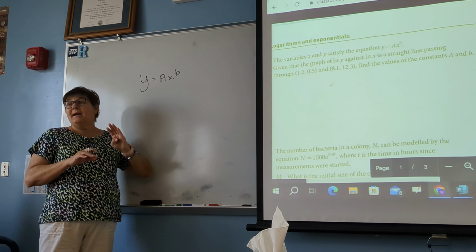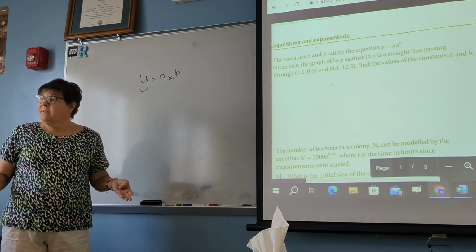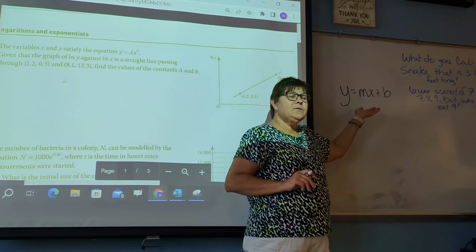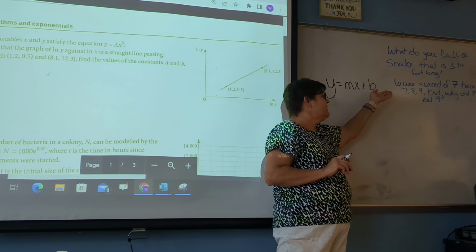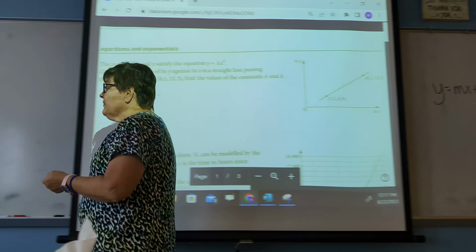Okay, y equals ax to the b. In this format, this is not looking like a line. I need it to look like a line, something like this, okay? Notice what's in between the slope times x plus the b. There's a plus symbol. You guys cool with what I just said?